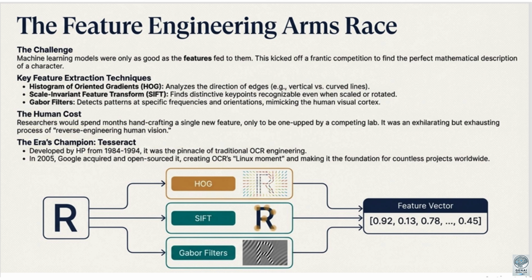Tesseract, 1984 to 1994, was the peak of traditional OCR. It combined many features into a robust system. The letter passes through modules labeled HOG, SIFT, and Gabor filters. Each module extracts a different type of feature. Finally, everything is combined into a numerical feature vector.